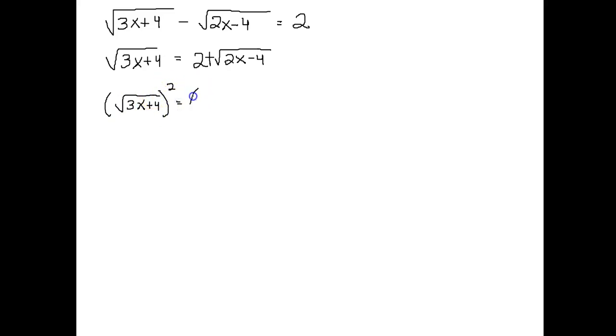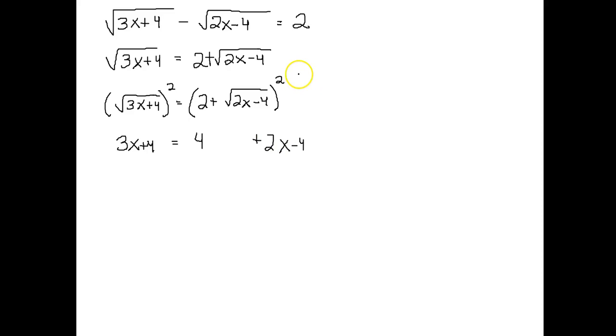But that means we're squaring the entire side. So this is where it gets a little bit exciting, because on the right side, you're squaring 2 plus the square root of 2x minus 4. So it's not enough to say 2 squared is 4 plus 2x minus 4, that the square root and the square cancel, giving me 2x minus 4.